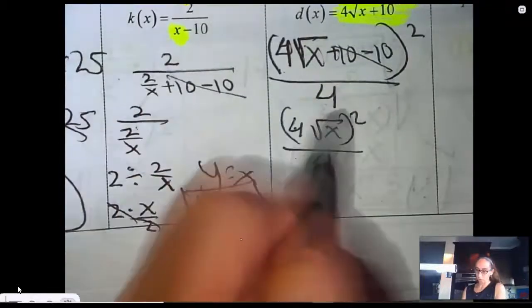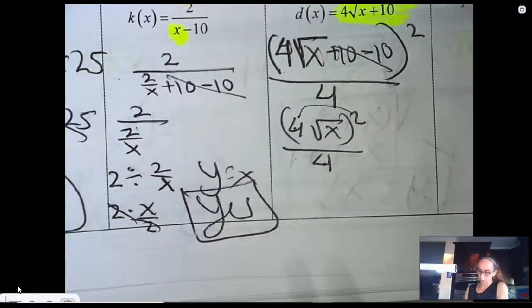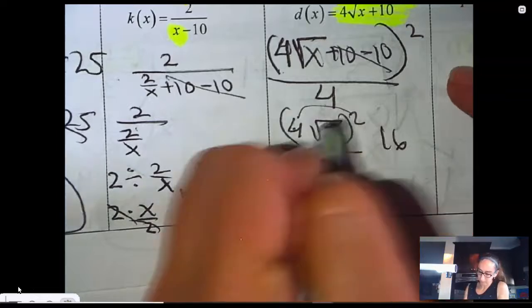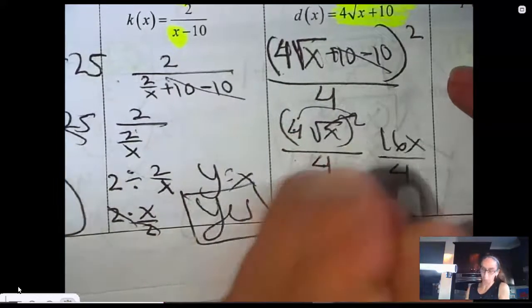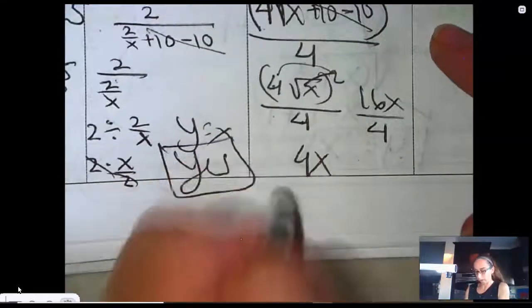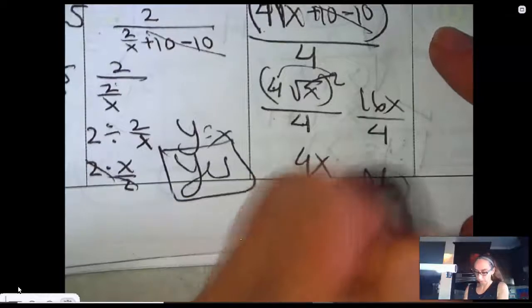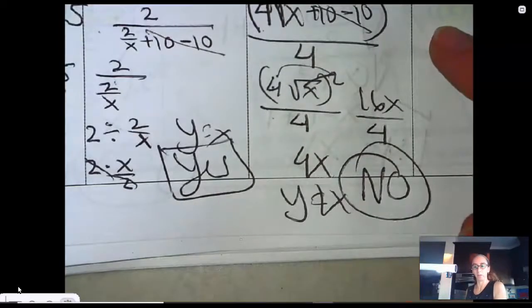This is tricking you. I can't cross these off because of the exponent. So that would actually be 16. Then I can cross this off over 4, which is 4x. It does not equal x. No, it is not a function.